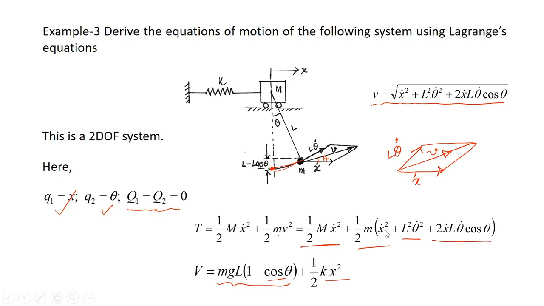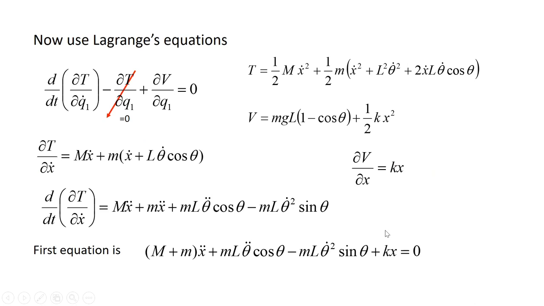Okay. So, now, if I apply the Lagrange's equation, we know the Lagrange's equation is d by dt of del T by del q dot 1 minus del T by del q 1 plus del V by del q 1 equal to 0. Now, here you can see q 1 and q 2 are the two generalized coordinates. q 1 equal to x, that is the displacement of the mass capital M, and q 2 is the rotation of the pendulum mass. Okay. So, the two generalized coordinates are identified.